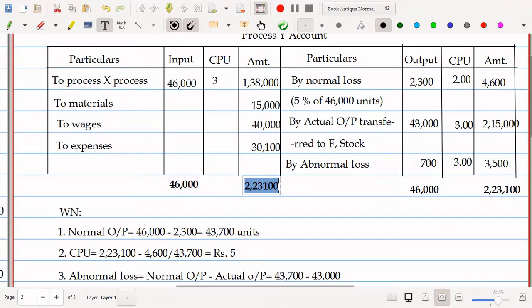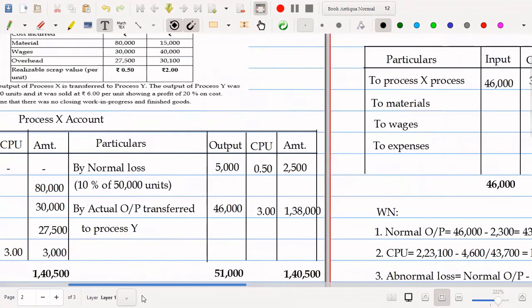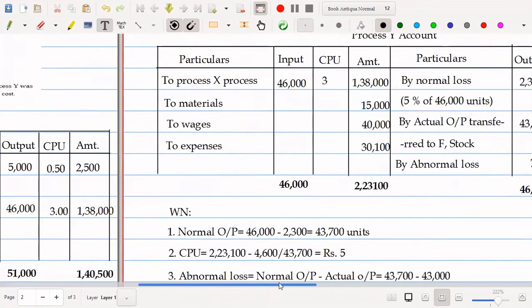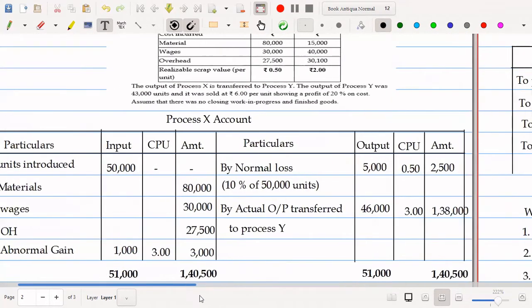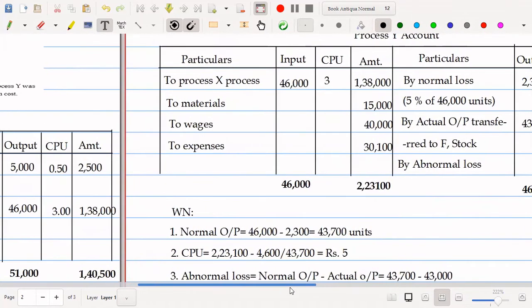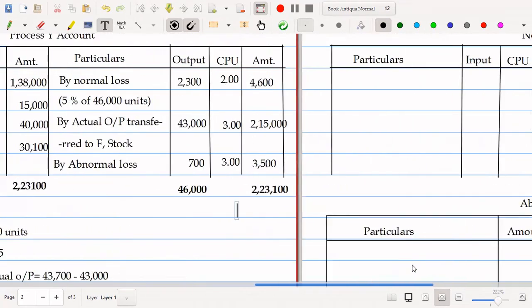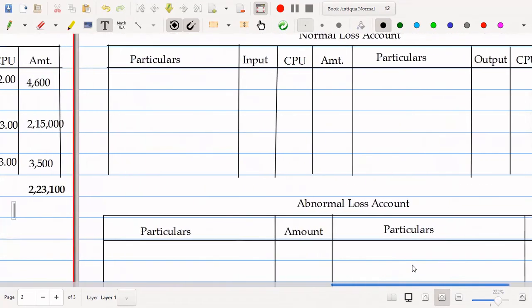And now what is left? We have to prepare the abnormal loss and gain accounts and also the normal loss account. Let's do it quickly. Just have a look at this. We have normal loss in process X as well as normal loss in process Y. And in process X we have abnormal gain, and in process Y we have abnormal loss. Let's take all this into this account now.